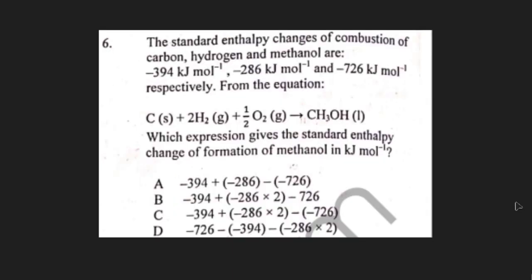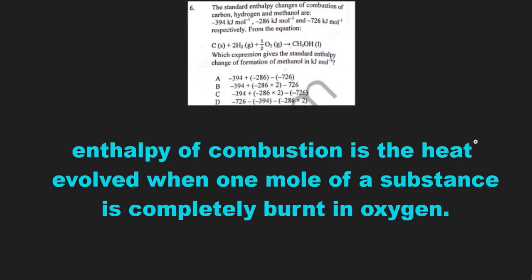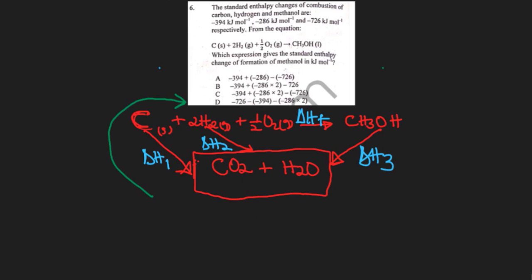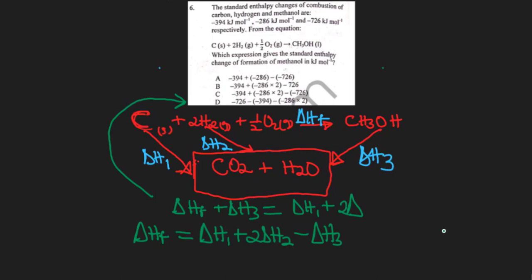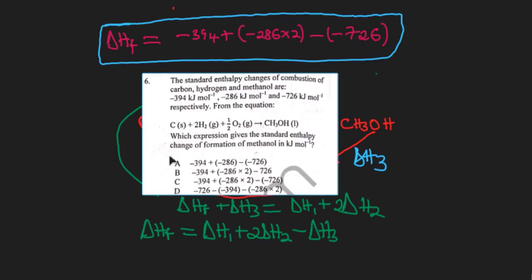Question number 6. The standard enthalpy changes of combustion of carbon, hydrogen, and methanol are given respectively. They're asking which expression gives the standard enthalpy change of formation of methanol in kilojoules per mole. Combustion is burning in the presence of oxygen. Applying Hess's law on the diagram below, we have the following equation. The only thing is to substitute the values of the enthalpy changes, and from the expression we can see that our best option is C.